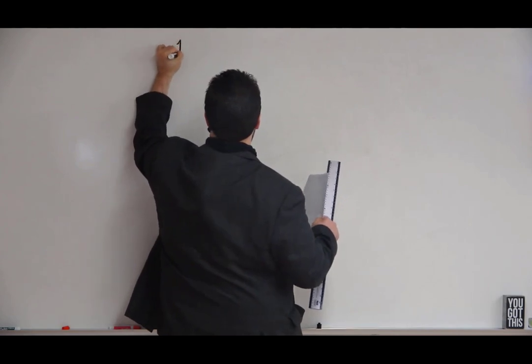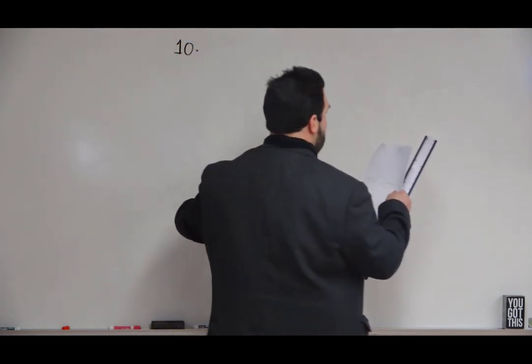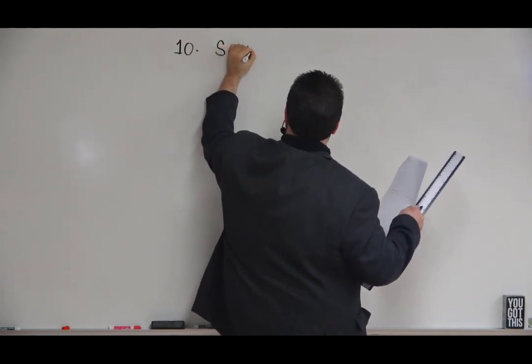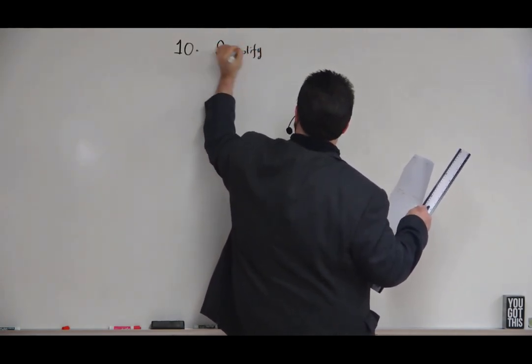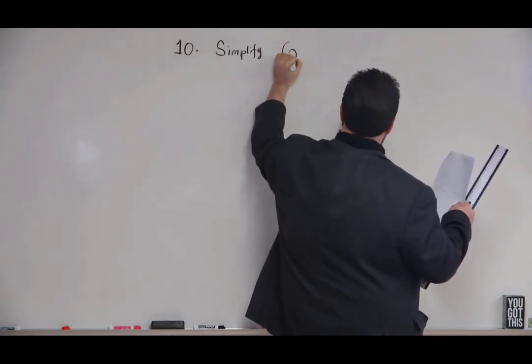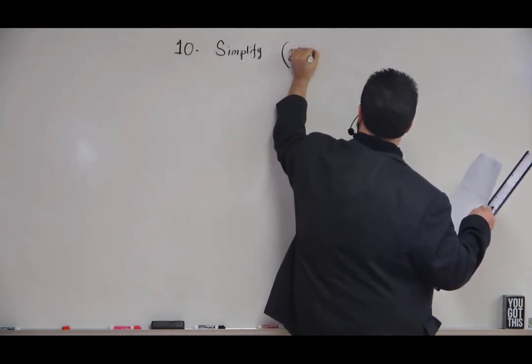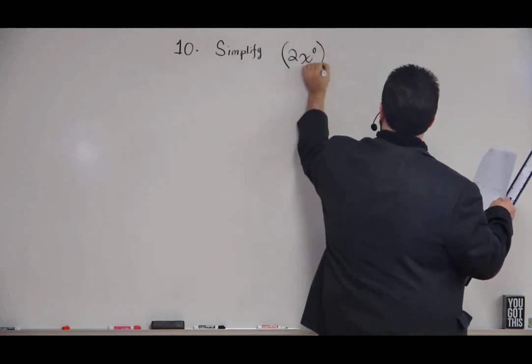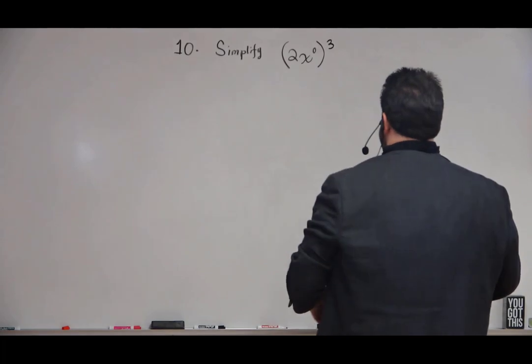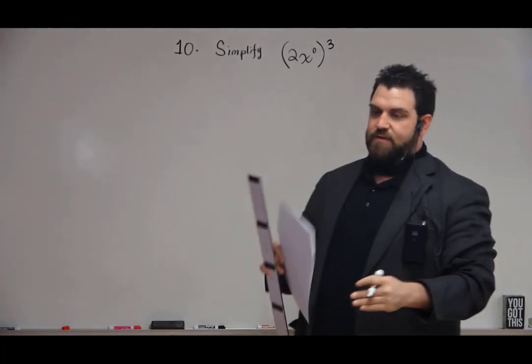Number 10 coming up, ladies and gentlemen. Number 10. Here we go. Number 10, getting excited. Simplify. We have 2x to the 0 power, and then another parentheses, and then a 3. Okay. Please, please, please. This is so important.